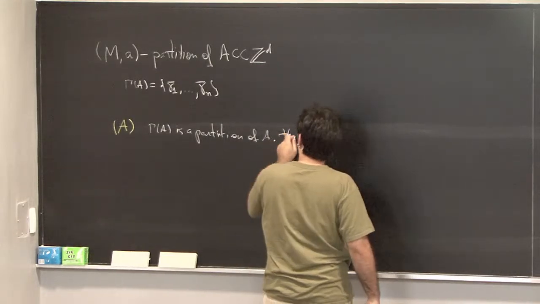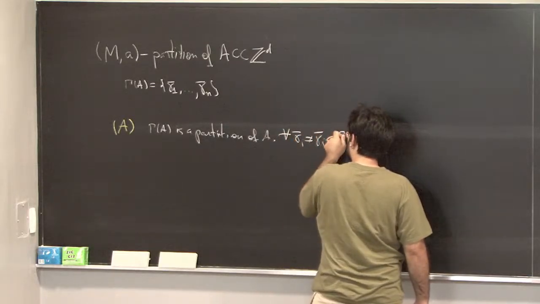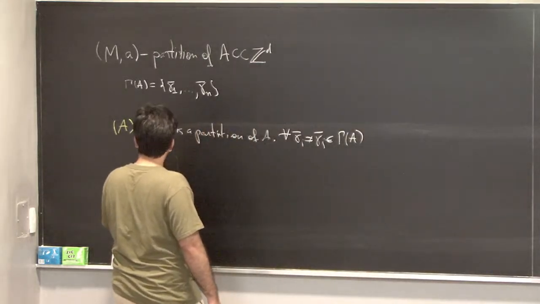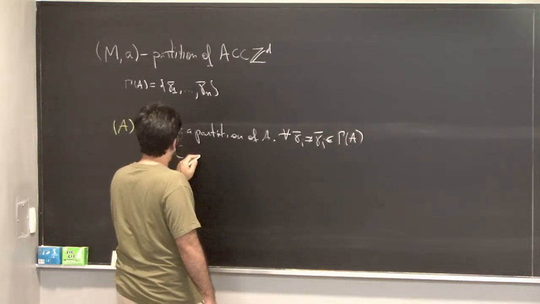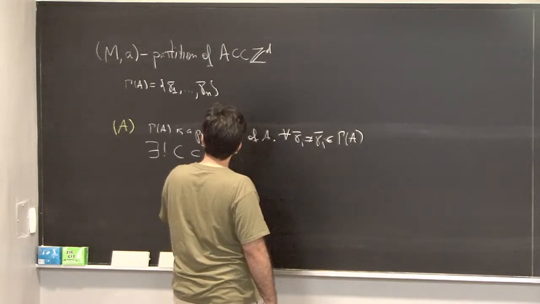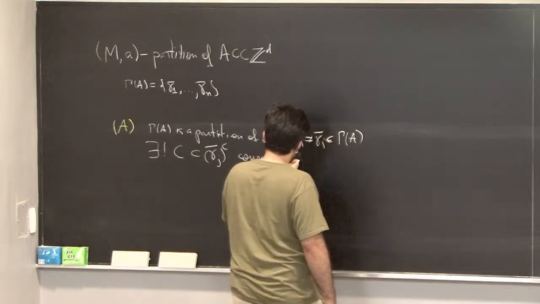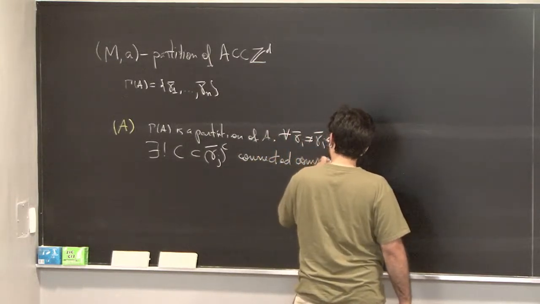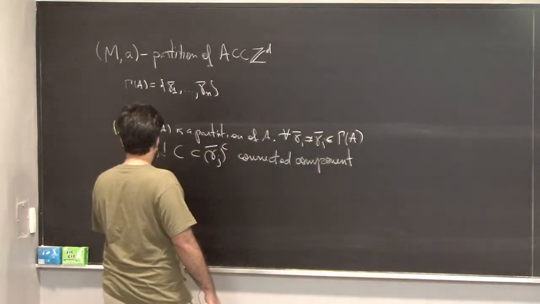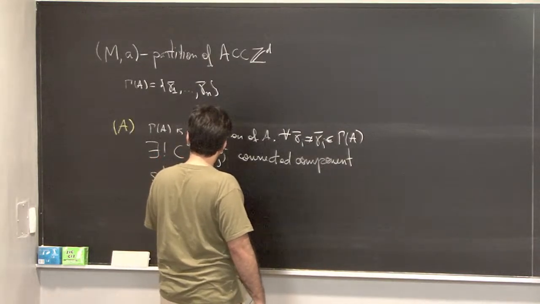So for any gamma I, gamma j distinct elements of the family, there exists a unique connected component of the complement of gamma J such that gamma I is inside C.